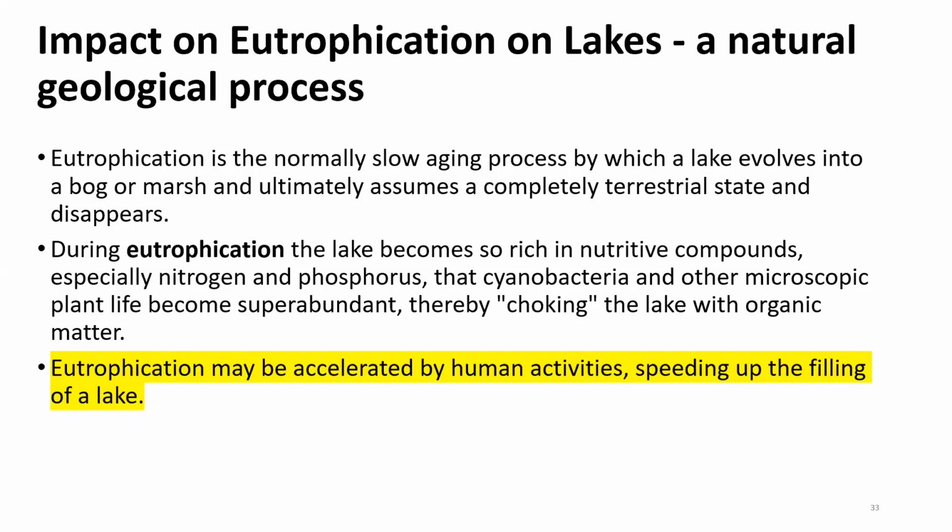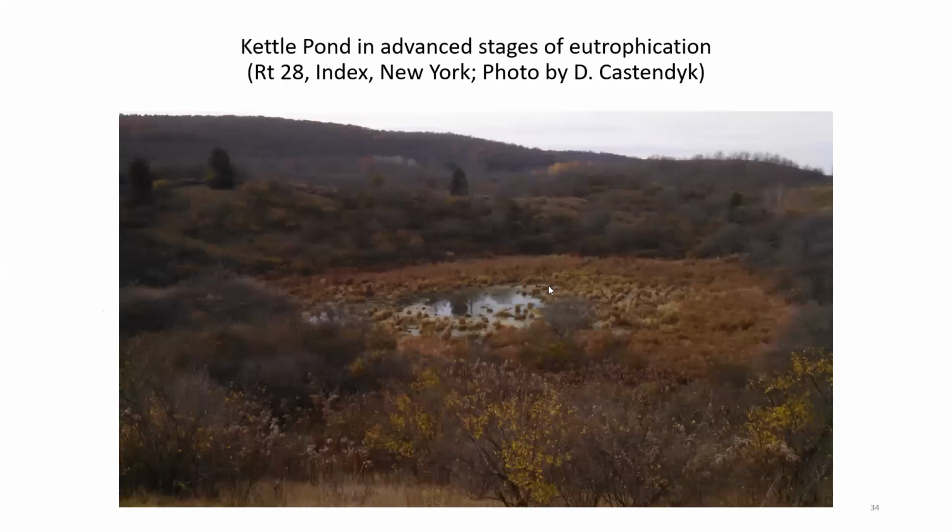Eutrophication occurs when the lake becomes so rich in nutritive compounds. So we're talking about decaying matter, lots of plant matter, that nitrogen, phosphorus, and other plant life become so abundant they choke the lake with organic matter. So eutrophication is an important part of life, but human activities often speed up this process, which is not necessarily a good thing.